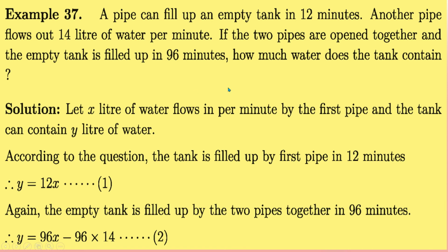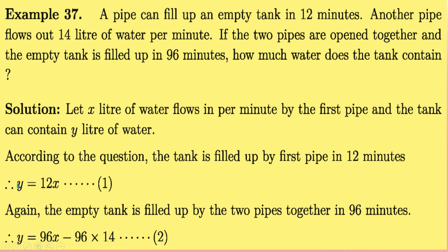And the first pipe can fill up 96 into x liters of water, because in 1 minute it fills x liters, so in 96 minutes it fills 96x liters. So 96x minus 96 into 14 equals y. Clear?